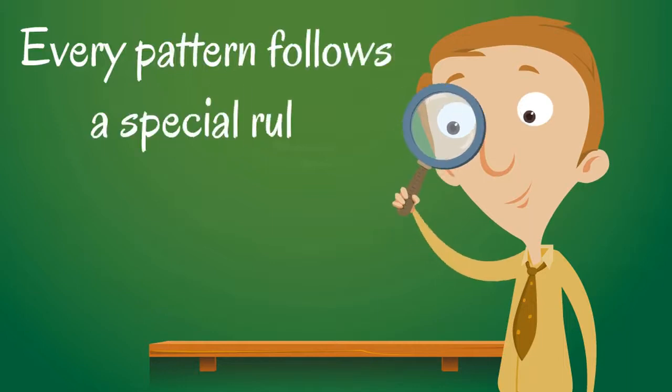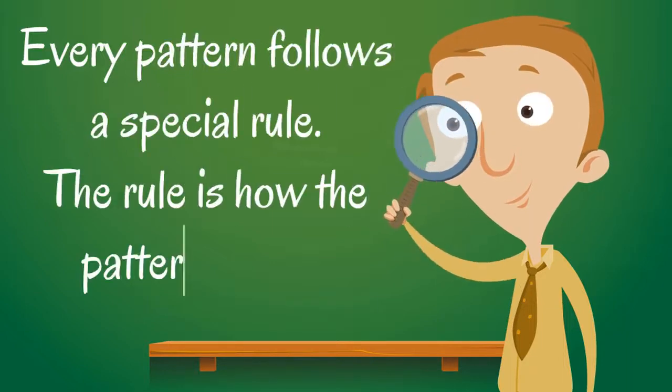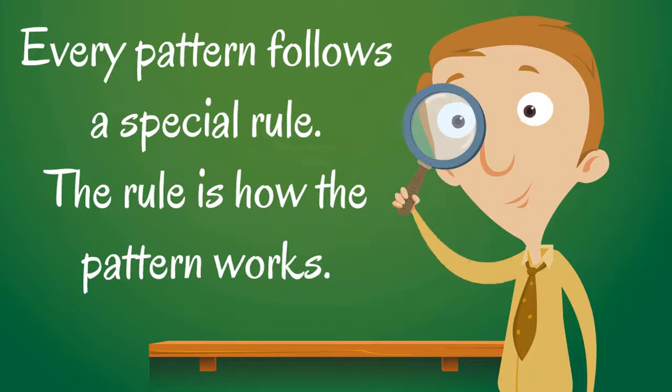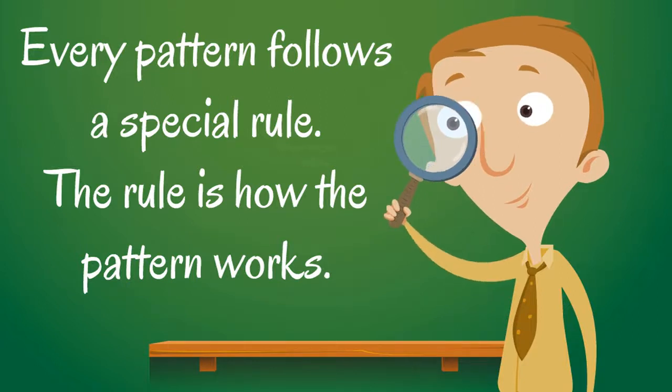Now this is super cool. Every pattern follows a special rule. The rule is how the pattern works. We'll give you an example. Look at this pattern. It begins with a red rectangle followed by a yellow rectangle. Next is a red rectangle and another yellow rectangle. Next is a red rectangle followed by another yellow rectangle. It's doing the same thing over and over again, so it is definitely a pattern.